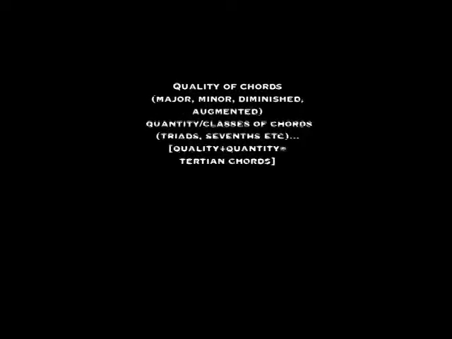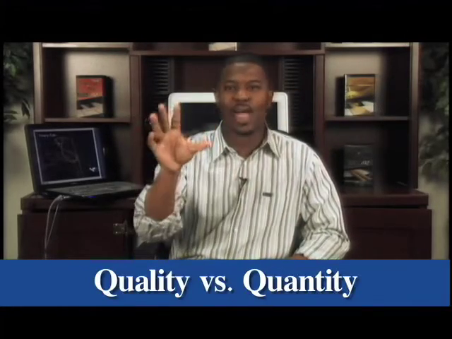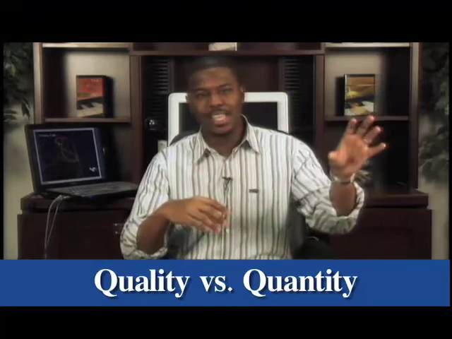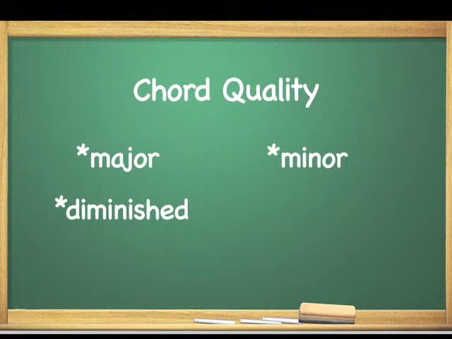Okay, so let's get started by establishing two very important concepts I want you to get. First of all, quality versus quantity. You got that? Quality versus quantity. Now quality, when I say chord quality, I'm talking about things you've heard before: major, minor, diminished, augmented. Write those down. We'll get into them step by step. But chord qualities are things like major, minor, dominant, diminished.